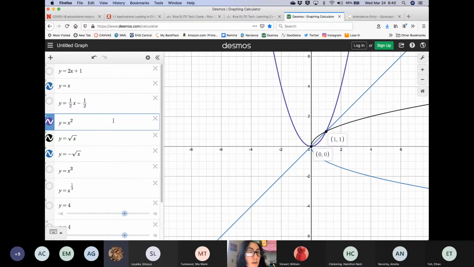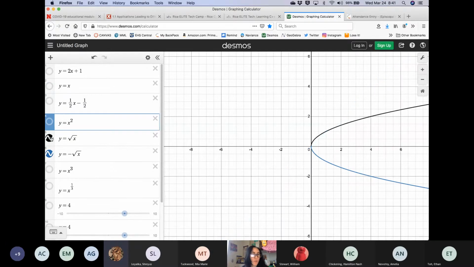Now, if I look at the reflection of this function across y equal x, is the image a function? No. It doesn't pass the vertical line test, so it is not a function. Excellent. Okay, so let's go ahead and look at the third investigation.